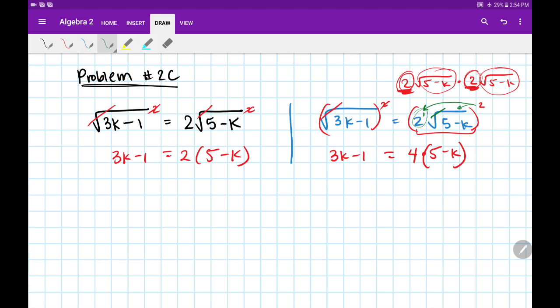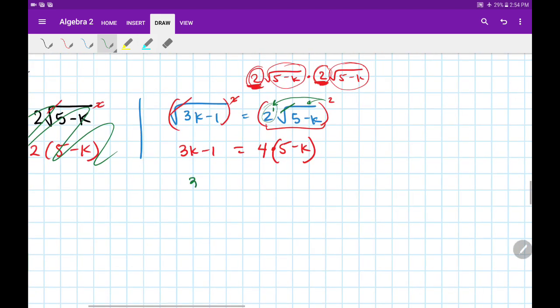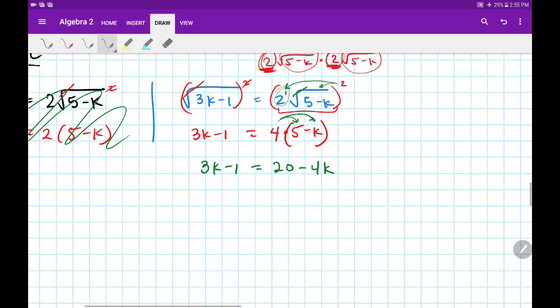Okay, so since the left side was the incorrect way, let's continue over here on the right. We get 3k minus 1 equals, so we have to distribute now this 4. 20 minus 4k. And now we'll just group our terms. So I'm going to move my k's to the left side.